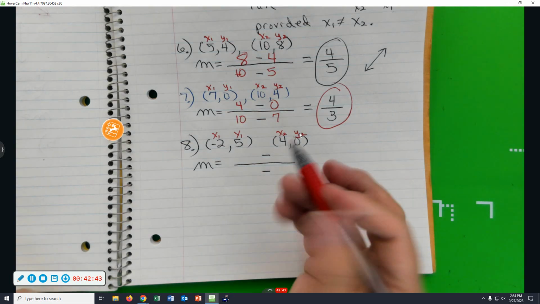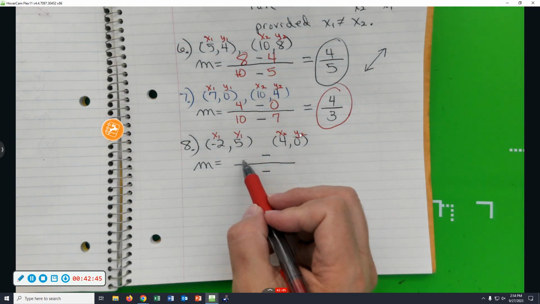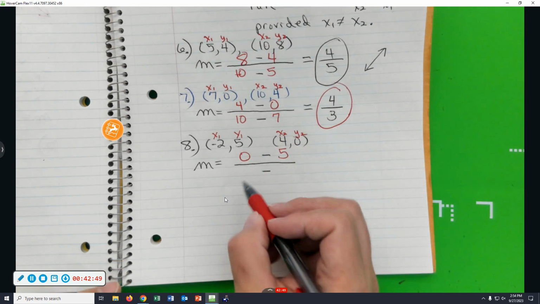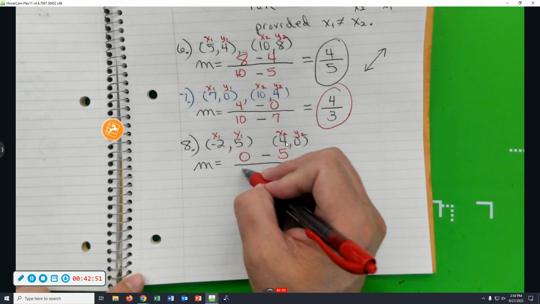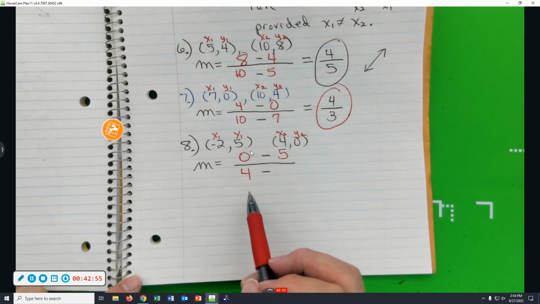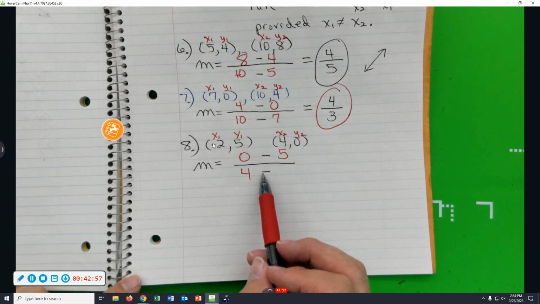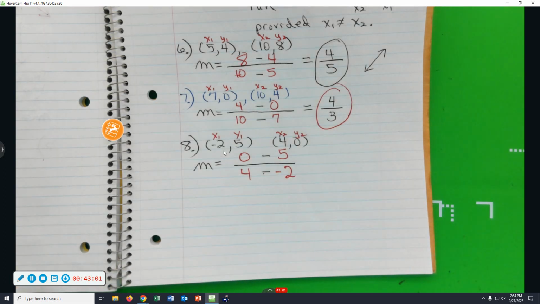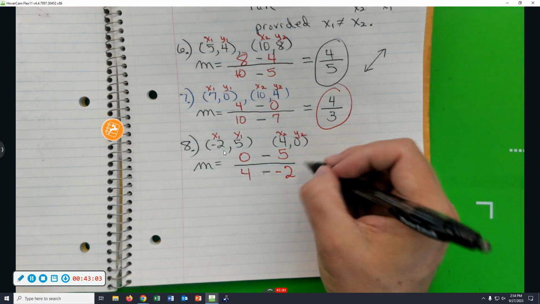Okay, so here we go. Here, 0 minus 5. I agree. Here, 4. No, not minus 5. 4 minus -2. Okay. See, this is a little tricky because you have that minus and negative.